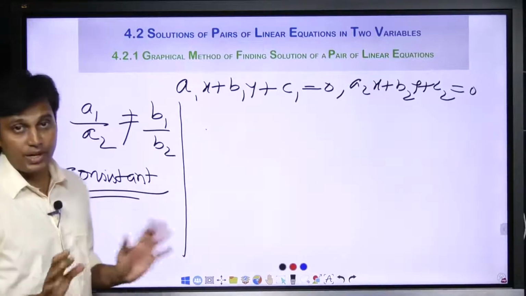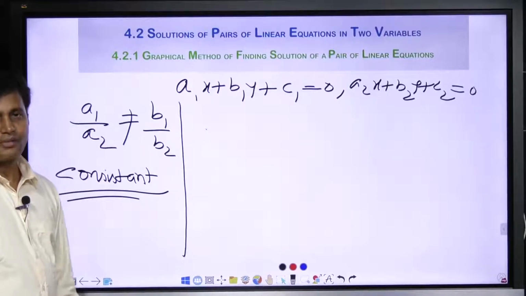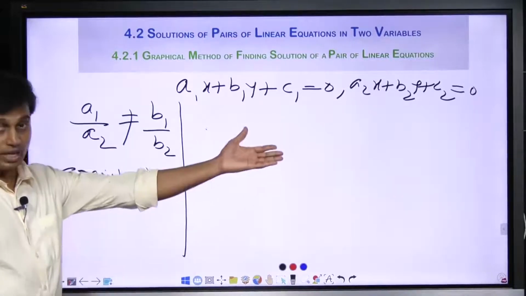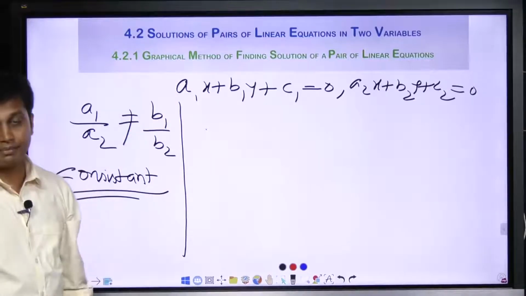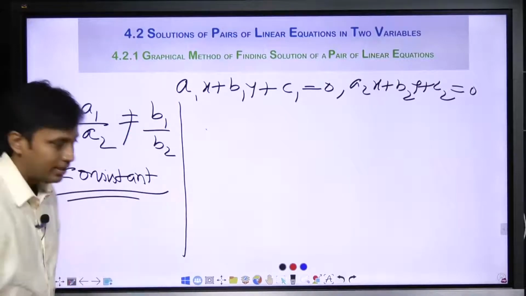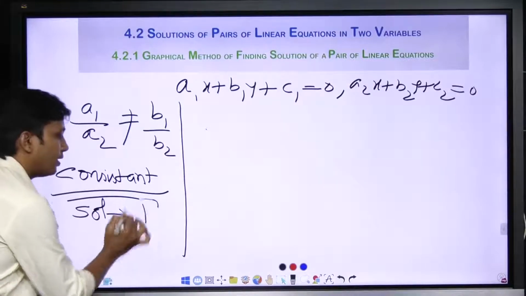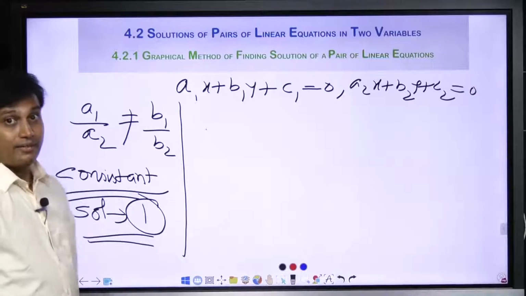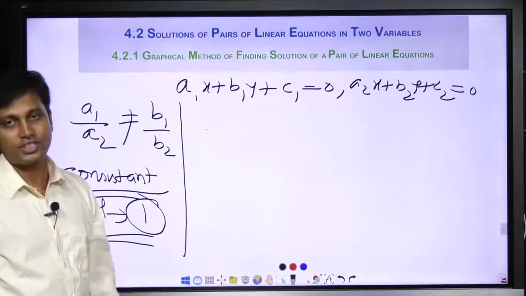Is this easy, simple or not? Now, how many solutions will be there for this? For consistent equations, as we solved graphically and using the methods which we said before, one solution will be there, means one ordered pair of x and y. Number of solutions is how much? 1. It is not 'one solution'; the number of solutions is 1, right?